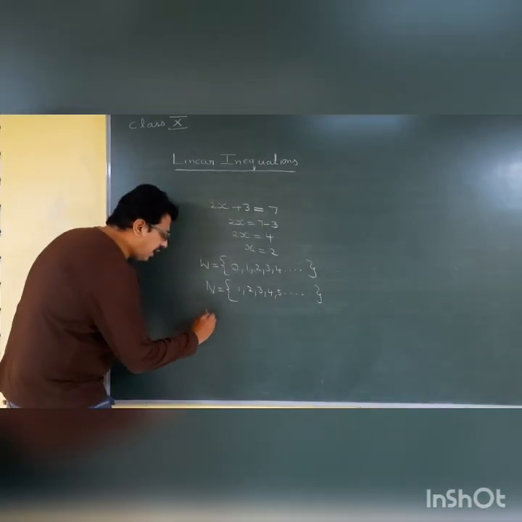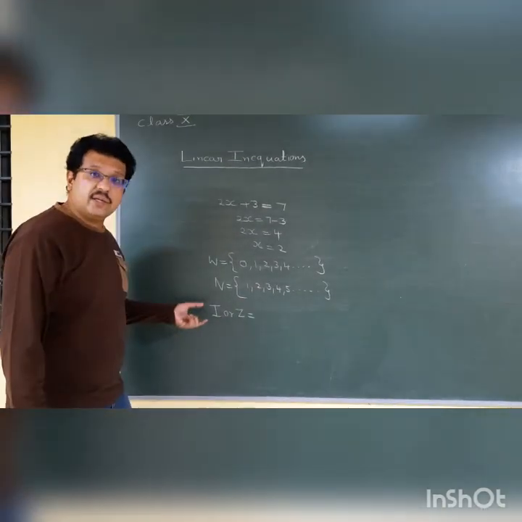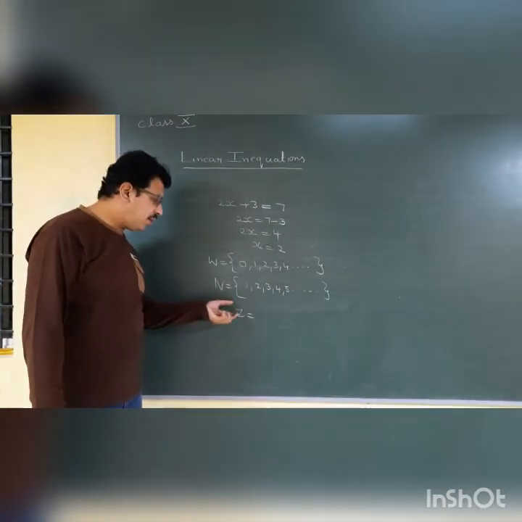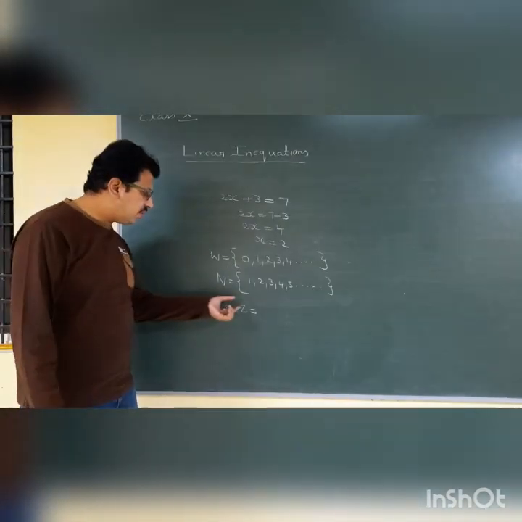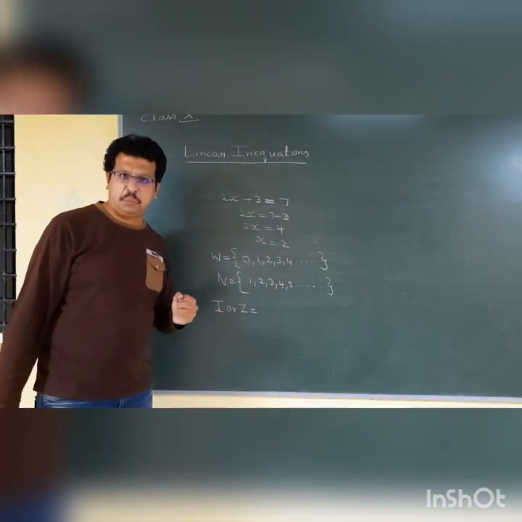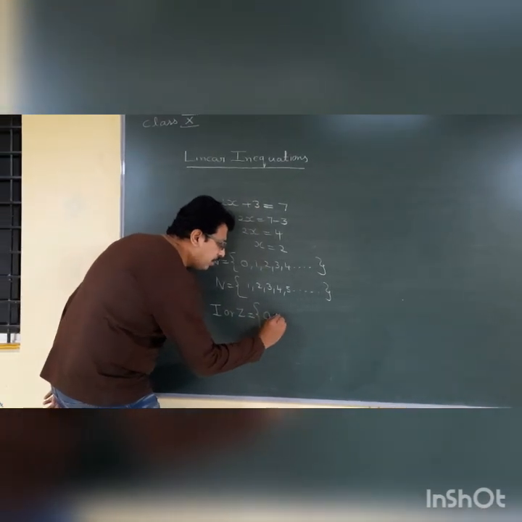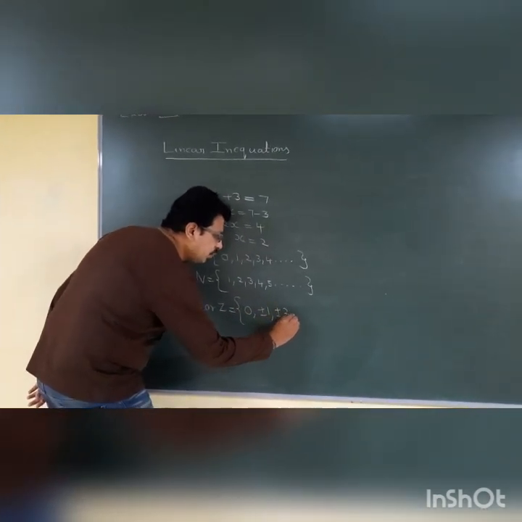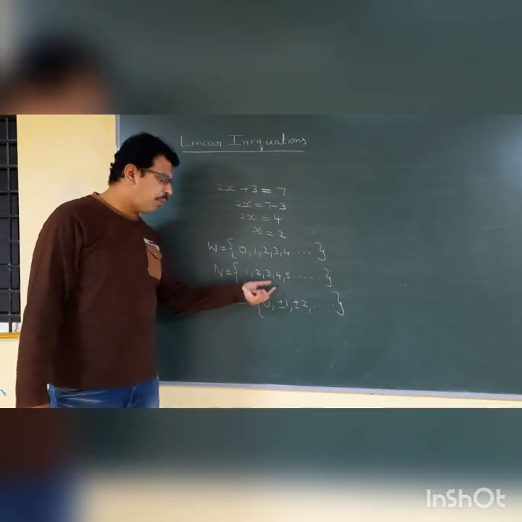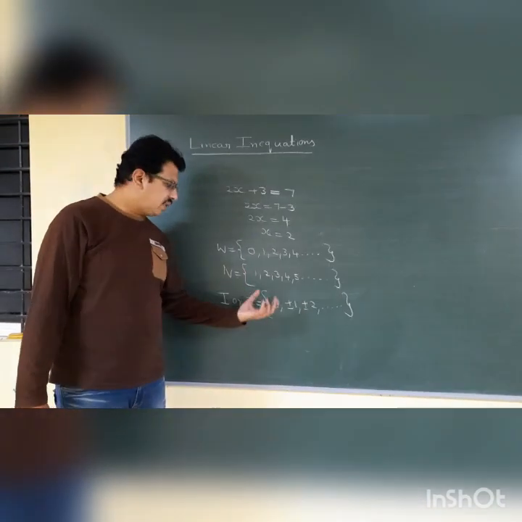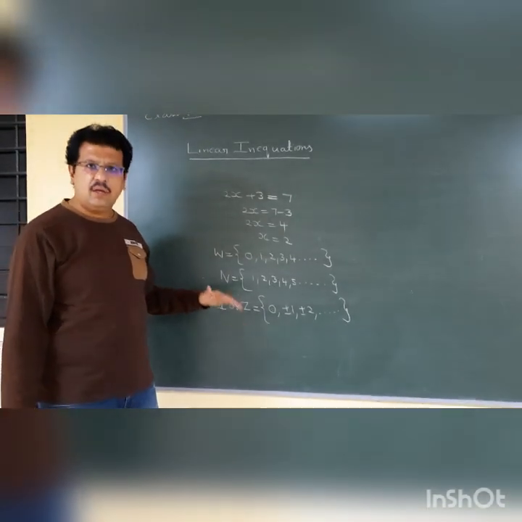And next comes I or Z. I stands for the set of integers, or you can call Z also the set of integers. That is very important, because this I or Z has to be used while solving the problems. You should know these things very well. It is 0, plus or minus 1, plus or minus 2, and so on. That means the set of integers contains 0, positive numbers and negative numbers. Hope you are quite clear about it.